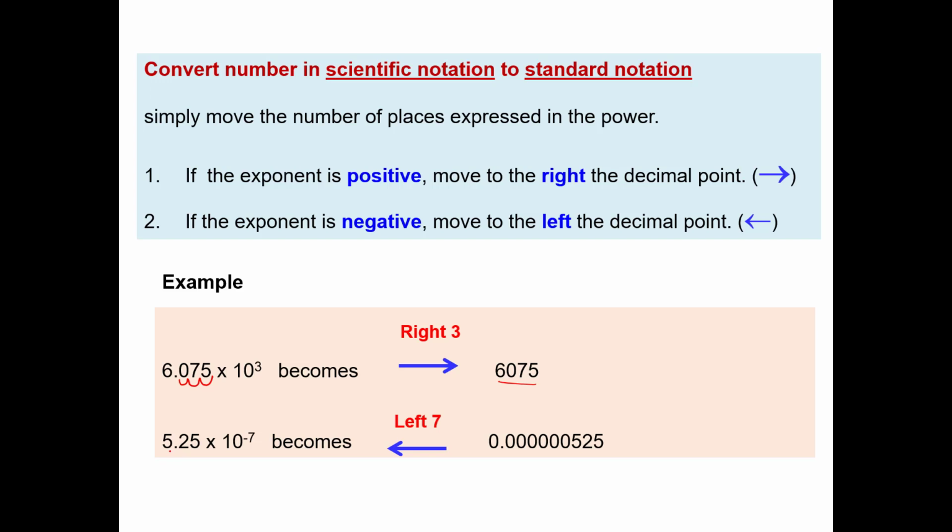Here we have 5.25 × 10 to the power minus 7. Then we need to move the decimal point 7 places to the left. I will count here: 1, 2, 3, 4, 5, 6, 7. And this is why the number is 0.0000525. And one thing I want you to notice, we have 3 significant digits in scientific notation and 3 significant digits in standard notation.